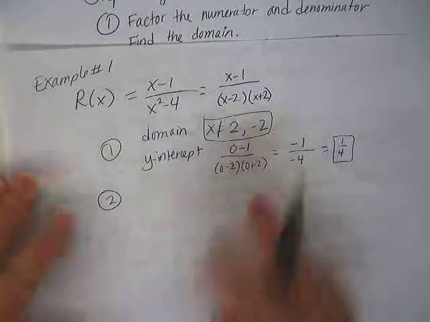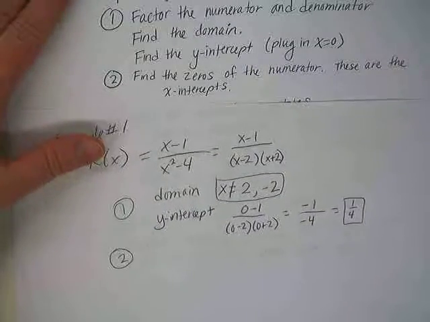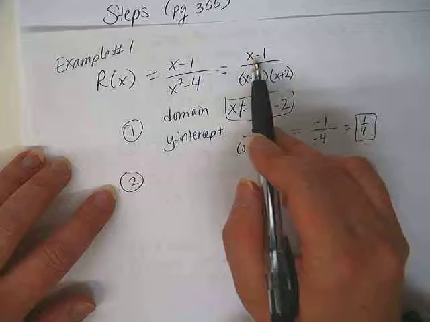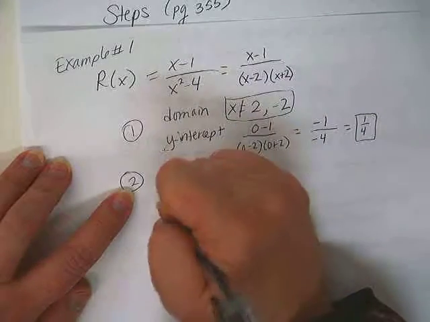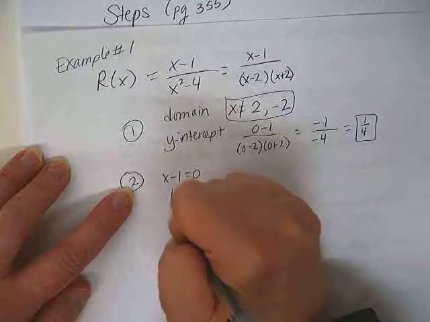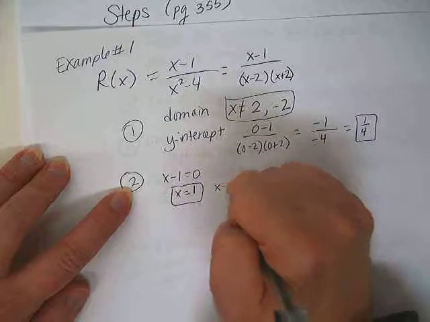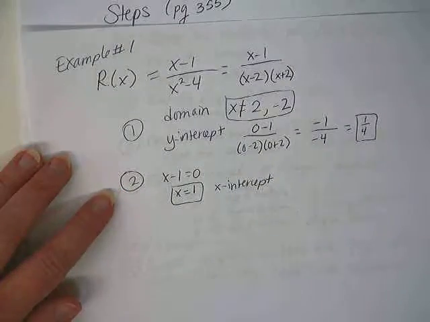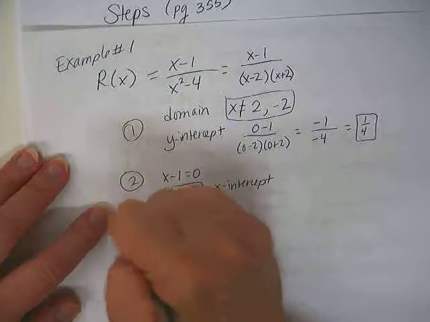Okay, number 2. What does number 2 say? Find the zeros of the numerator. Okay, so the numerator is x minus 1. So what's the 0? 1. So x equals 1. What do we call that point? That is an x-intercept.